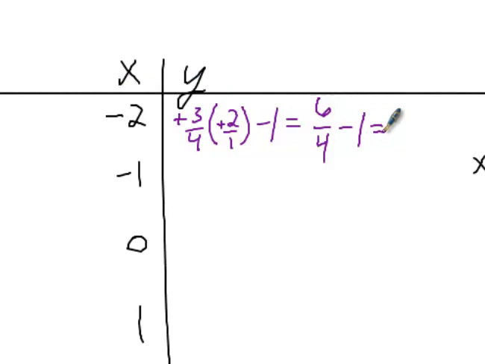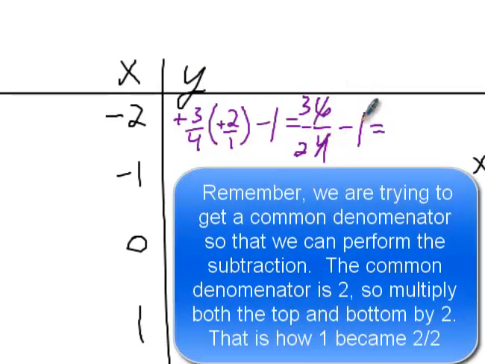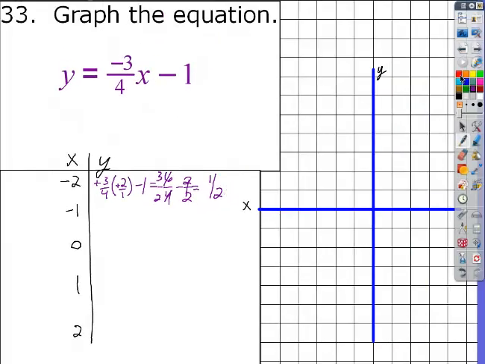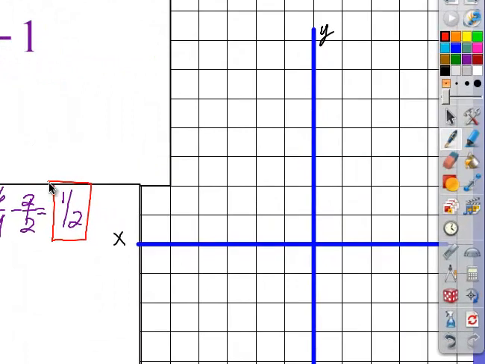Minus 1. Okay, now 6 over 4, we should know, reduces to 3 over 2. 1 is the same thing as 2 over 2. So what's 3 halves take away 2 halves? Right, that's going to leave us with 1 half. So that is the value for the y given x equals negative 2. So all you're going to do is take this x value and substitute it back into the equation for x and use your order of operations to get the answer to a single value. And that's all they really want you to do.